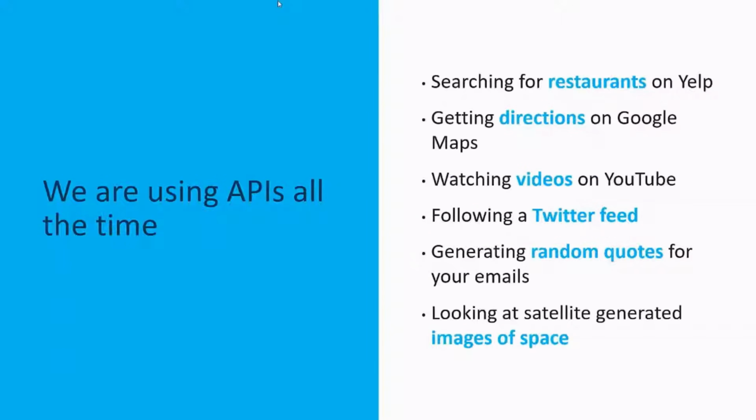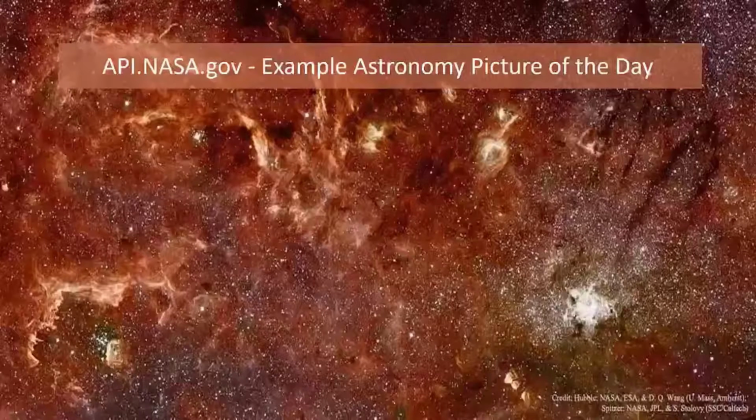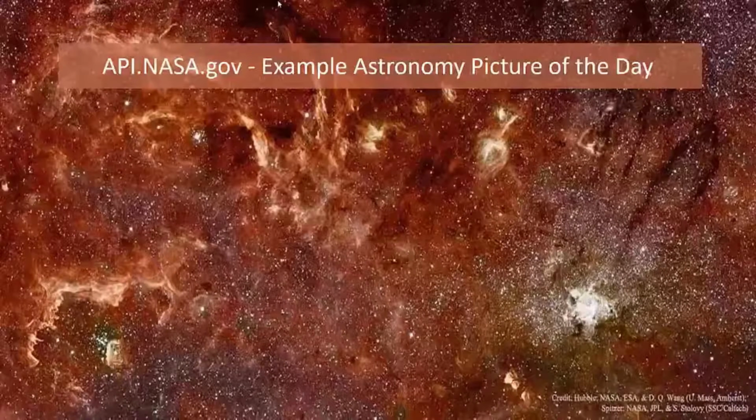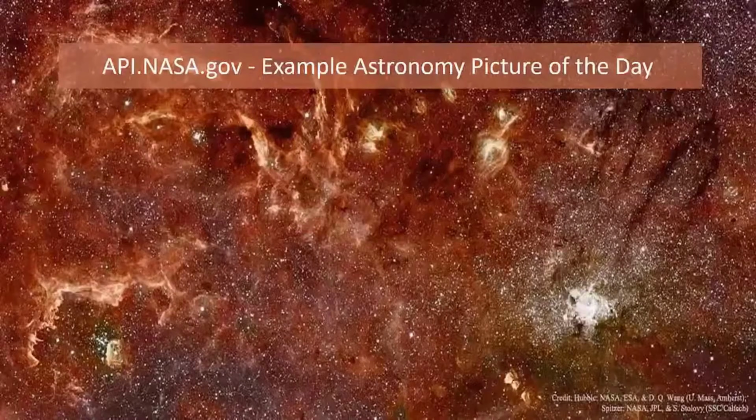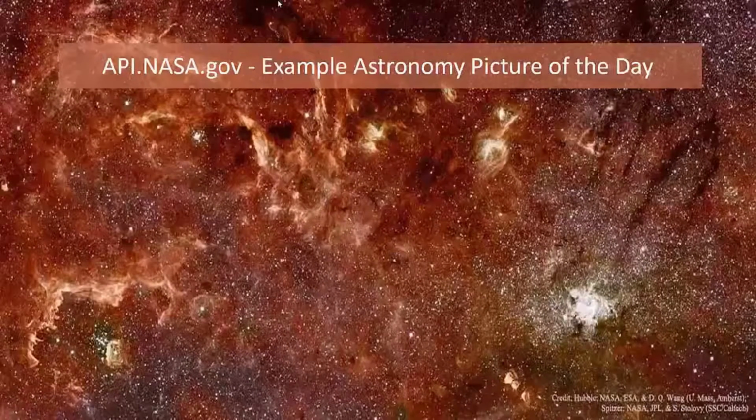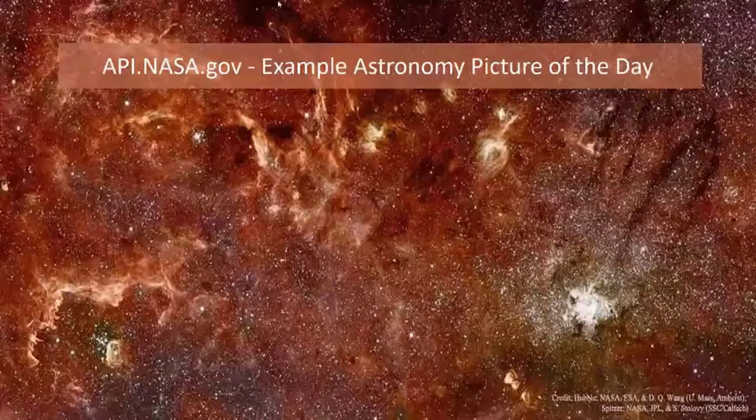We are using APIs all the time. Every time we're searching for restaurants on Yelp, getting directions on Google Maps, watching videos on YouTube, following a Twitter feed, generating random quotes for our emails, or looking at satellite-generated images of space. This image is an example of the astronomy picture of the day from NASA. NASA has its own API that you can call to get an astronomy picture every day.